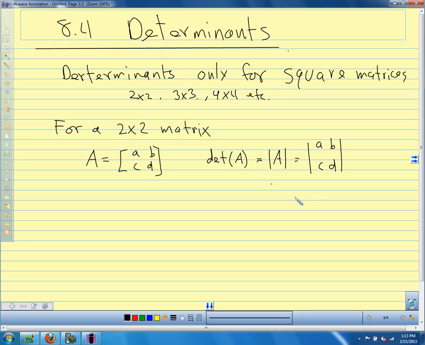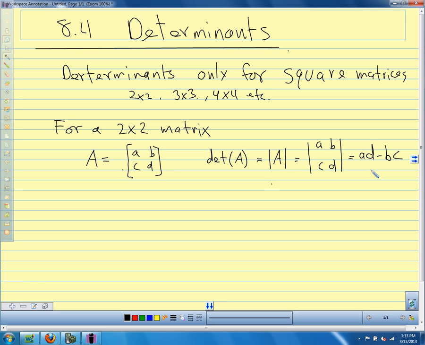To find the determinant of a 2 by 2 square matrix, it's just AD minus BC. We multiply these two, multiply those two, and subtract, and we're set. If our matrix is filled with numbers, the determinant is just going to give us a real number. So for a 2 by 2 matrix, this is how we find the determinant. That's all there is to it.